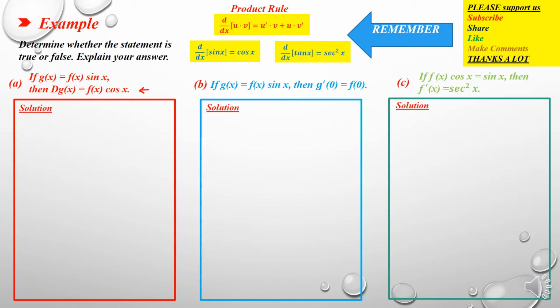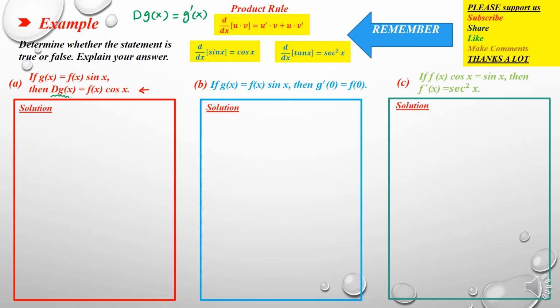So you have to check if this statement is true or false. To check that, you have to find the derivative of g of x. D of g of x means the derivative of the function g, which is g prime of x. They are equivalent.